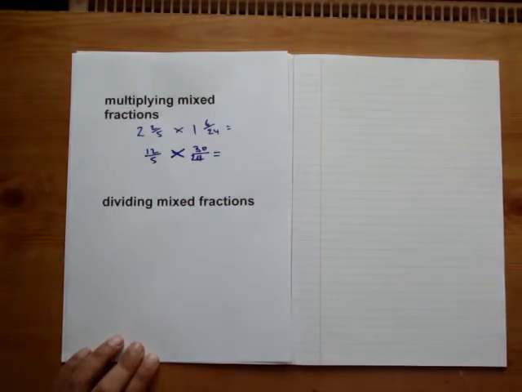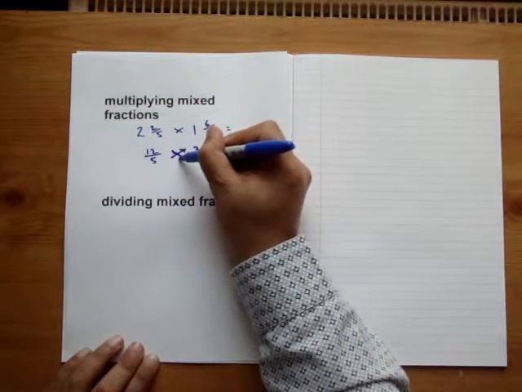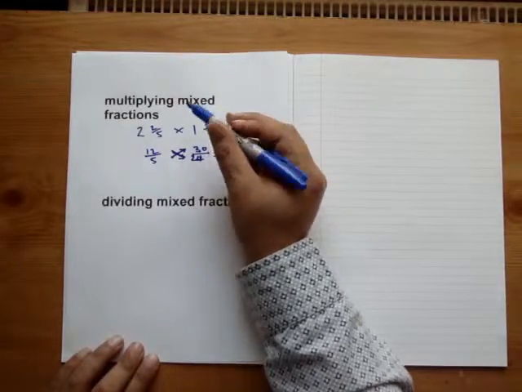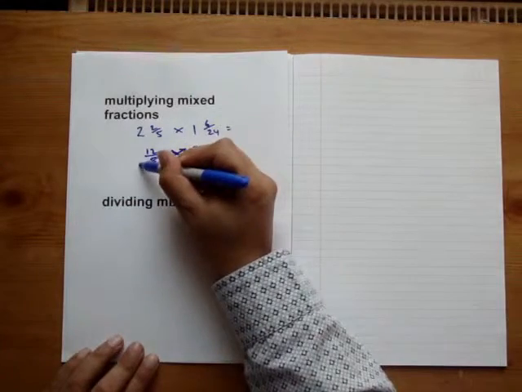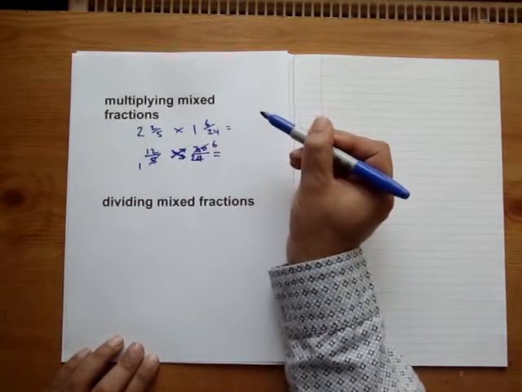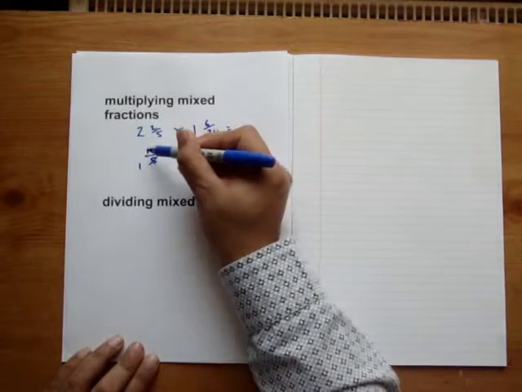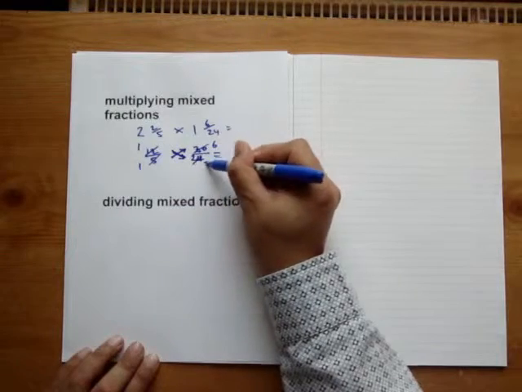Now, is there any cross cancellation that we can do to make this multiplication easier? So let's have a look. 5 and 30, 5 will go into 5 once, 5 into 30 goes 6. 12 into 24, yeah, we can do that. 12 into 12 goes 1, 12 into 24 goes 2.